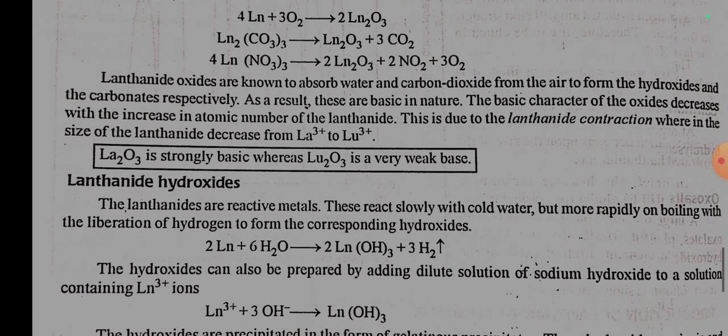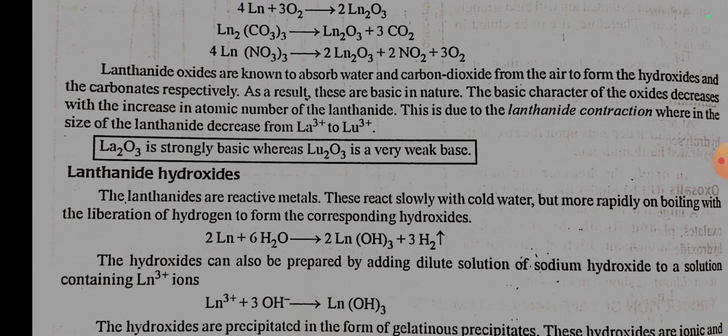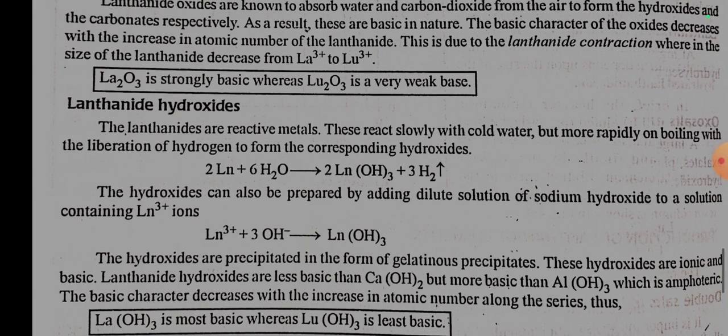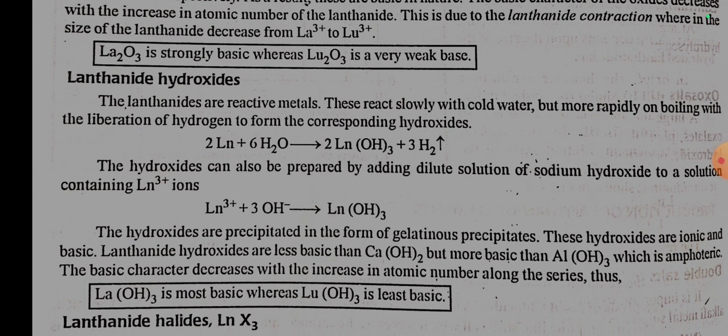Lanthanide oxides are known to absorb water and carbon dioxide from the air to form the hydroxides and the carbonates respectively. As a result, these are basic in nature. The basic character of the oxides decreases with the increase in atomic number of the lanthanides. This is due to the lanthanide contraction, whereby the size of lanthanide ions decreases from La3+ to Lu3+. La2O3 is strongly basic, whereas Lu2O3 is a weak base.